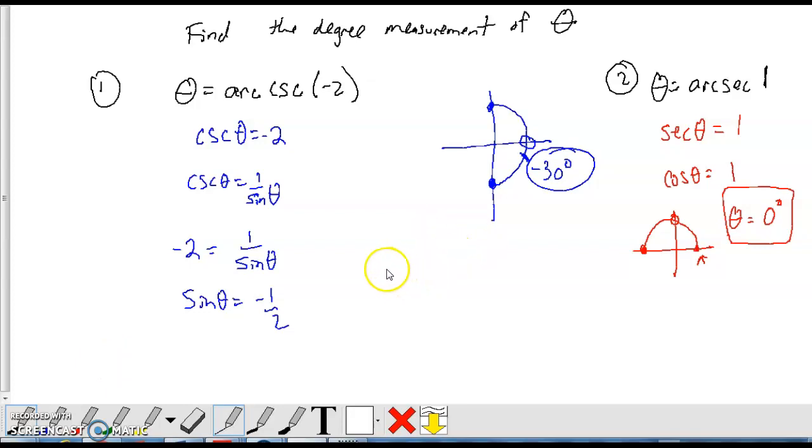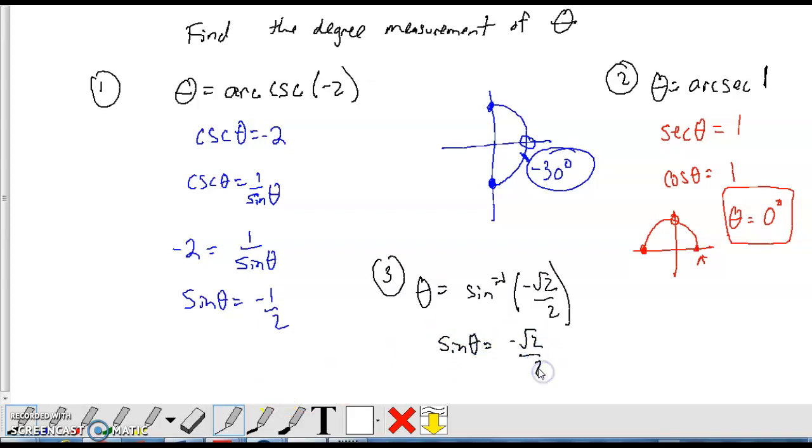And let's try one more. So let's go theta is equal to the inverse of sine of negative root 2 over 2. So again, that's like saying sine of theta is equal to negative root 2 over 2. Again, very similar to that drawing. So the only answer that we can have would be a negative 45 degrees. Because a positive 45 degrees, we have the positive radical of 2 instead of the negative radical of 2.